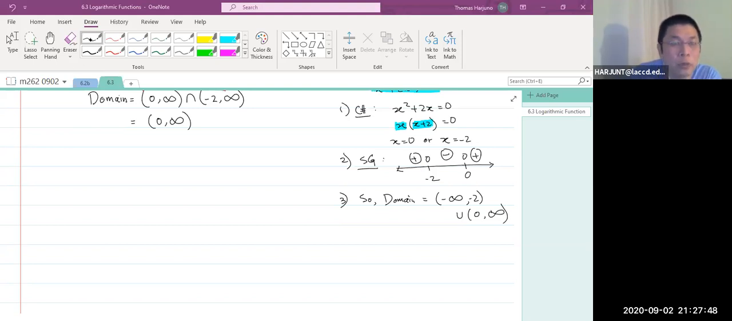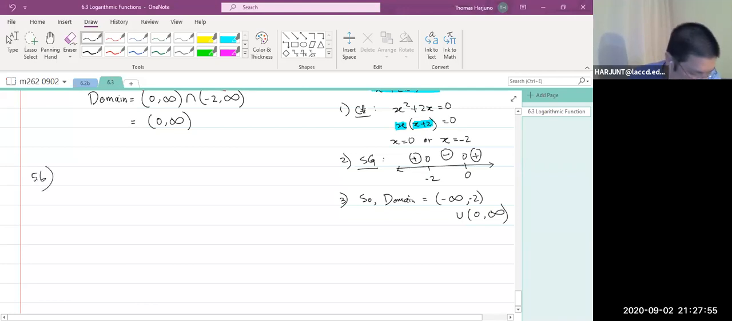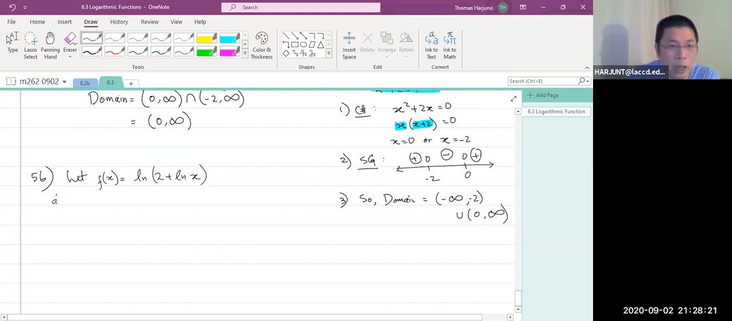Okay, let's take a look at number 56. The question is, find the domain of the function and the inverse and the domain of the inverse. So let f of x equal natural log of 2 plus natural log of x. Part A, what's the domain?